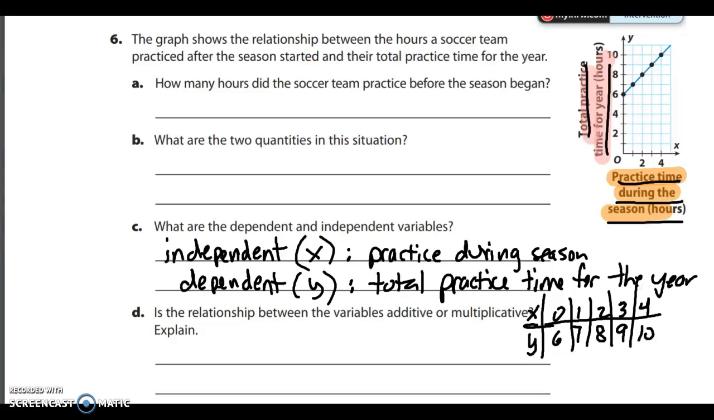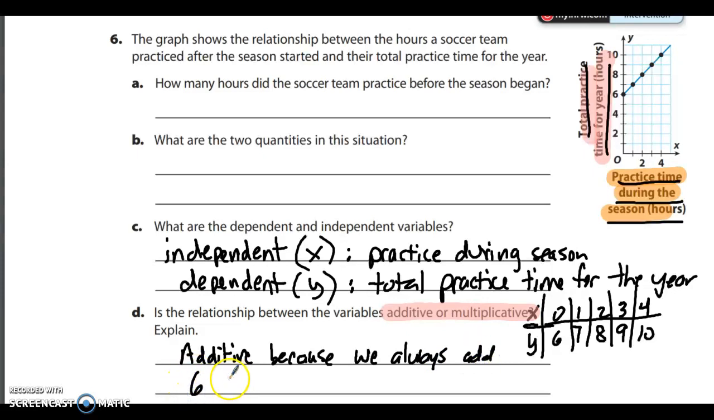So when we see a question like this and it says, is it additive or is it multiplicative? Just ask yourself, how am I getting from the x to the y? I'm adding 6. Additive because we always add 6 to the x to get the y. And that's kind of our answer for D, or for E as well. All right, let's move on.